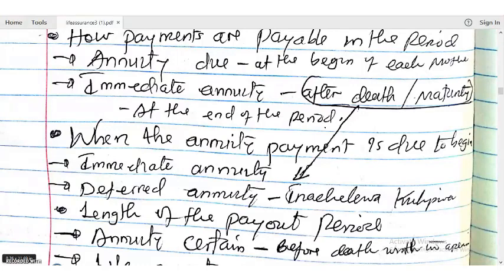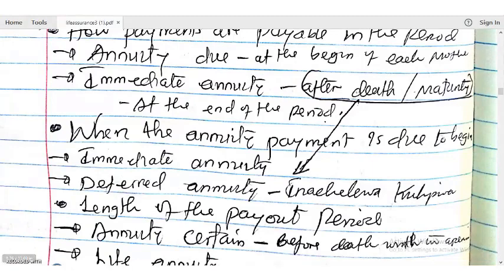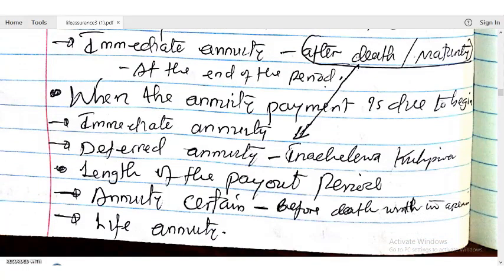Another is the length of the payout period. So we have annuity certain and life annuity.